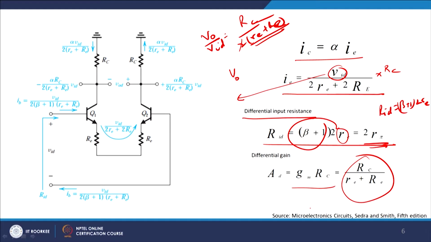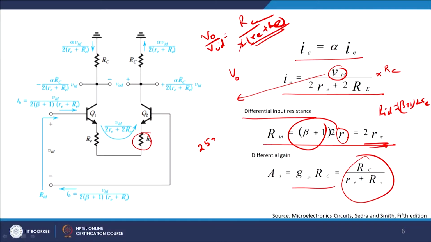re is the resistance offered from the emitter side, and RE is the DC resistance which you have actually put. So the differential gain depends upon the ratio of your collector resistance to that of the emitter resistance plus the re value. The re value is the small signal resistance which you see. So it is basically 25 millivolt by IE, this equals re, right, and this is what we get as the differential gain.